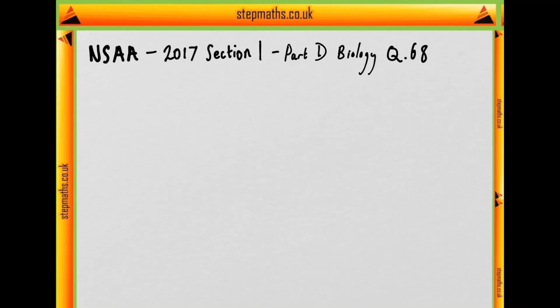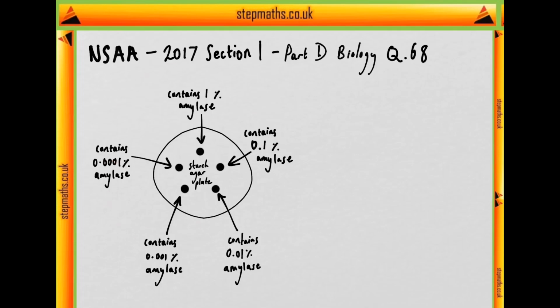In question 68, we're told that a student carried out an experiment to investigate the effect of enzyme concentration on the rate of an enzyme-controlled reaction. We're given this diagram of what the student did. He used a starch agar plate and 5 wells, shown here in the key. These black circles represent a well in the starch agar containing different concentrations of amylase solution.